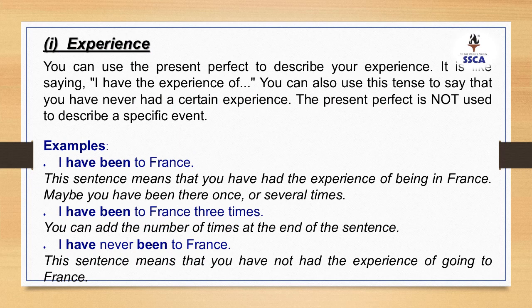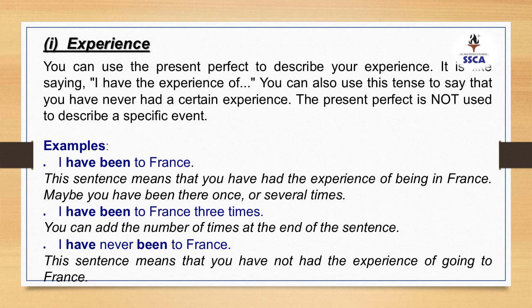Well, we further divided unspecified time before now into different zones. Here, the number first is experience. You can use the present perfect to describe your experience. It is like saying, I have the experience of this or that, or you can also use this tense to say that you have never had a certain experience. But the present perfect is not used to describe a specific event. You cannot specify the events or the times.